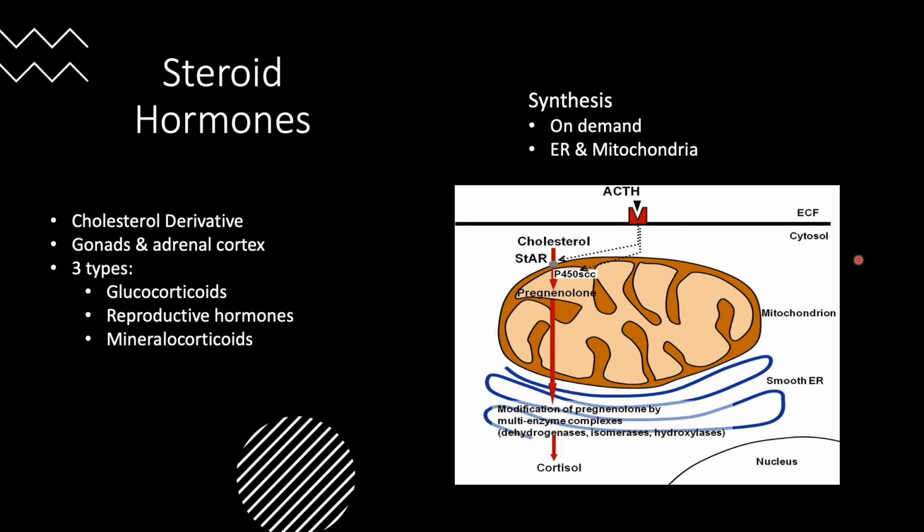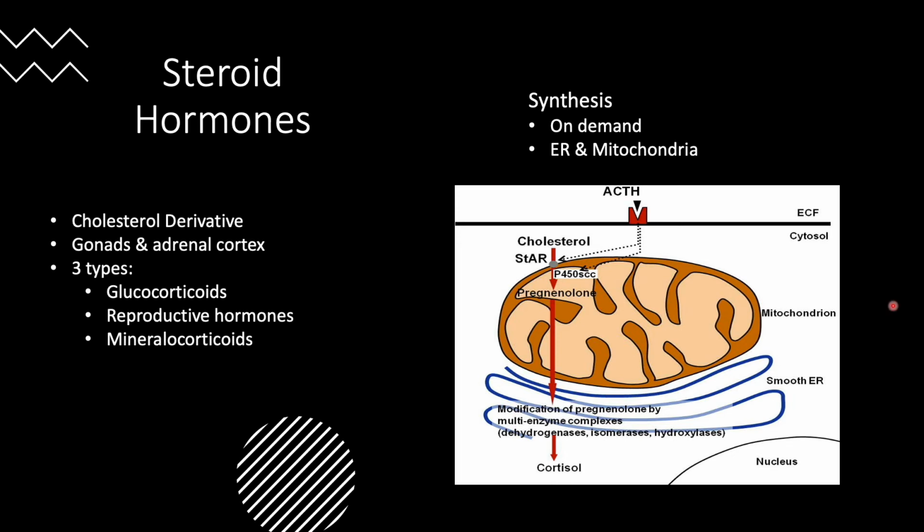So moving on to steroid hormones. Steroid hormones are actually based on cholesterol. So cholesterol is the derivative of it, and they are produced in our gonads or the adrenal cortex. So when you think of gonads, you're thinking testosterone, and for the adrenal cortex, you're thinking of something like cortisol, for example, right? And we have three major classes, or three types of steroid hormones, which are glucocorticoids, reproductive hormones, and mineralocorticoids. So for glucocorticoids, an example would be cortisol. For reproductive, it would be estrogen. And for our third, it would be aldosterone, for example.